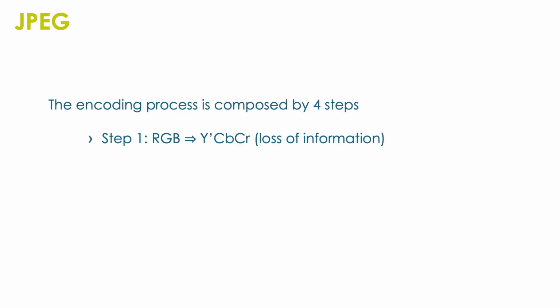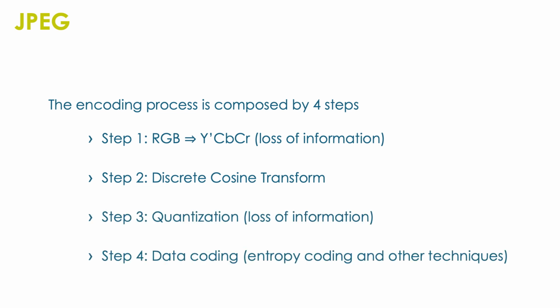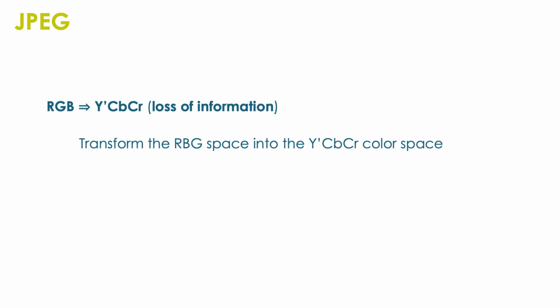The second step is the discrete cosine transform. Third is the quantization, where we lose information. The fourth step and the last, data are coded. And here we can choose from a plenty of data coding algorithms that we have seen before, like entropy coding or other techniques.